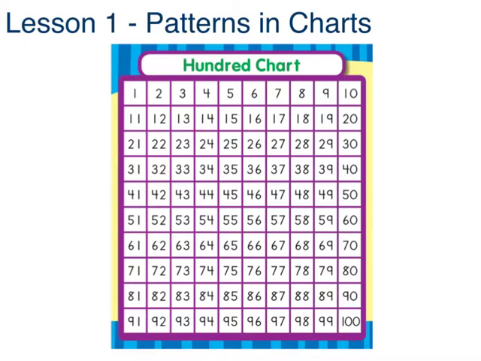So one way to use a 100 chart to find patterns is simply by skip counting. So if we want to skip count by twos, for example, we could mark our 100 chart like this. We would count 2, 4, 6, 8, 10, 12, 14, 16, 18, 20, and so on, all the way up to the number 100 if you wish. Let's look at another example together.